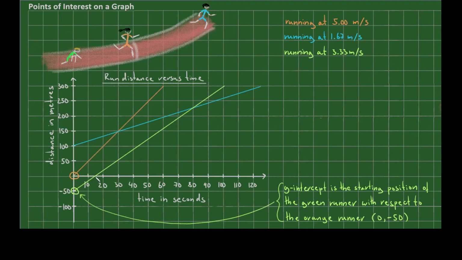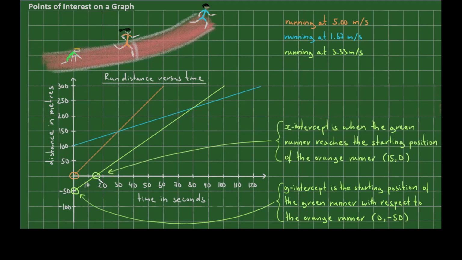What about the x-intercept of the green line? This represents a point in time when the green runner reaches the starting position of the orange runner, and it seems to be after 15 seconds. And so the coordinate for the x-intercept of the green line is 15, 0.